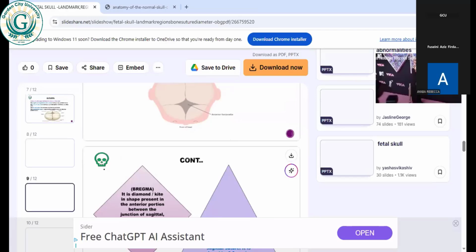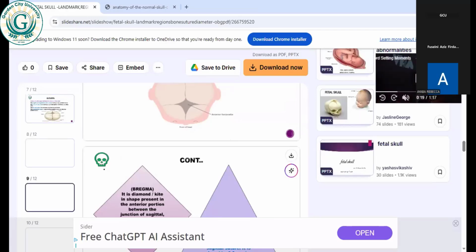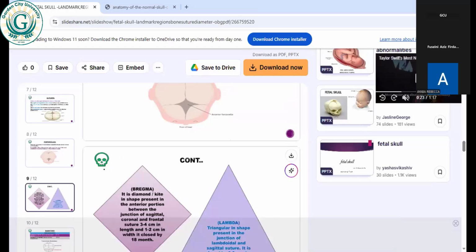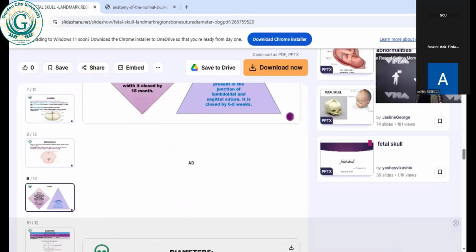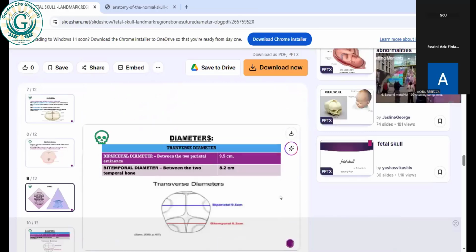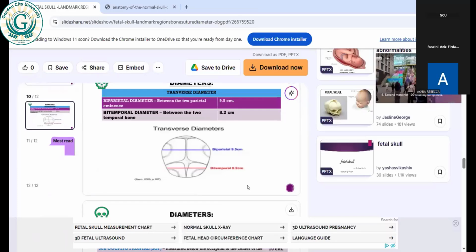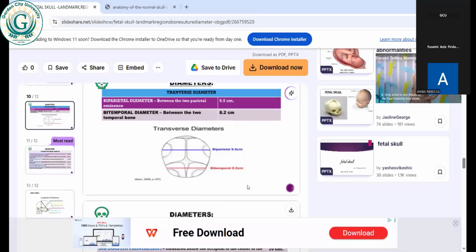So diameters of the fetal skull. There are 6 longitudinal diameters. We are picking the longitudinal. The longitudinal section ranges from the forehead to the occiput, from the front to the back. That's the longitudinal, and they are saying that there are 6 longitudinal diameters. So we are picking each one.